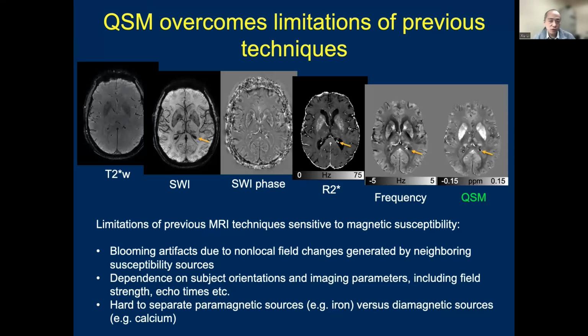Also in the QSM maps, it's easier to separate the paramagnetic source, such as iron, versus the diamagnetic source, such as calcium. Here, as the arrows point, we can see there are some calcium depositions in the choroid plexus in the ventricles, but they show similar contrast as compared to the basal ganglia iron signals in the previous techniques, but we can see the difference in the QSM map.